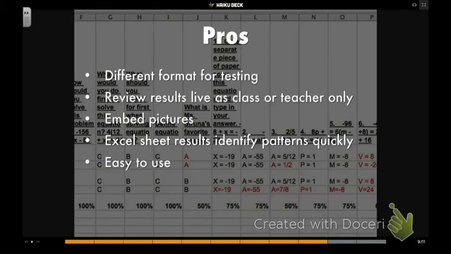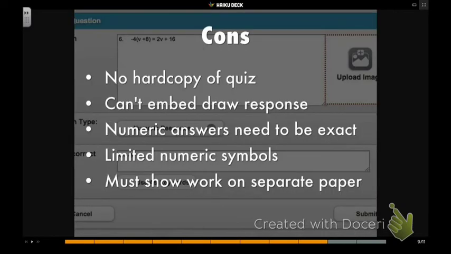So some of the cons or dislikes, there's no hard copy of the quiz. You can't print this, and that is something that supposedly the programmers are working on. You can't embed a draw response, which is a real bummer considering math. So they can't show their work on the quiz. They have to use that piece of paper. The numeric answers need to be exact and match how you place them in the computer. So really training the students up on how to input an open response. There's limited numeric symbols. I didn't play with this as much on the computer to see what I could really insert as far as symbols. And then again, students have to show their work on a separate sheet of paper.